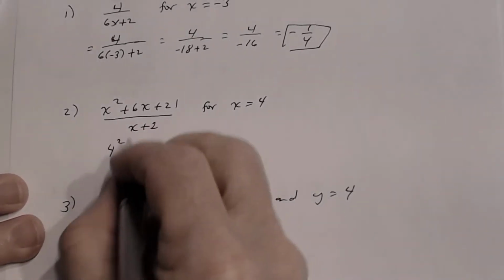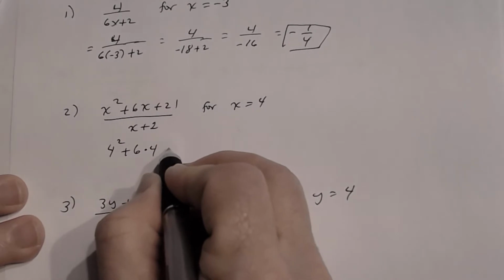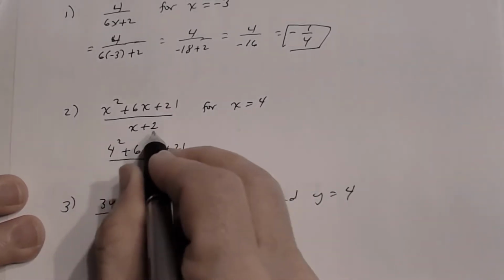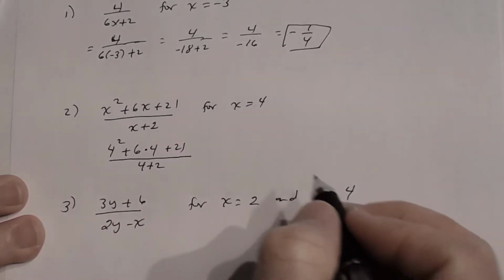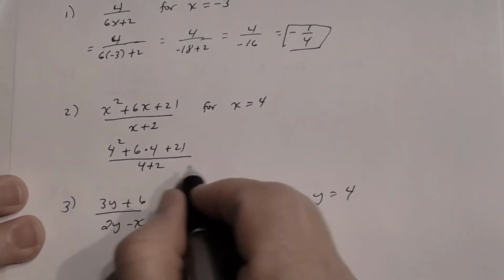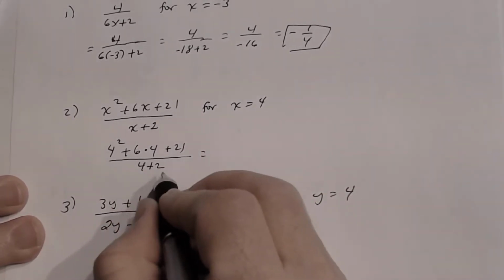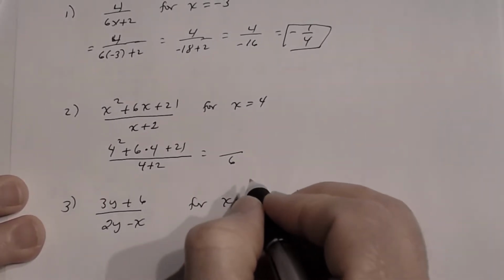All right, so I get 4 squared plus 6 times 4 plus 21 divided by 4 plus 2. So where you saw the variable x, you substituted 4. Now let's look at the denominator for right now. I can deal with that right now. What's 4 plus 2? Well, that's 6, right? Okay, so my denominator is 6.